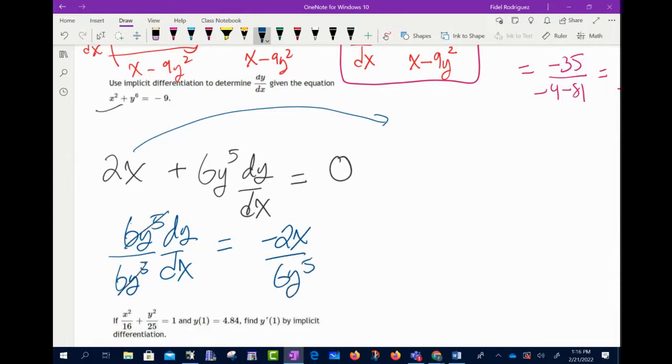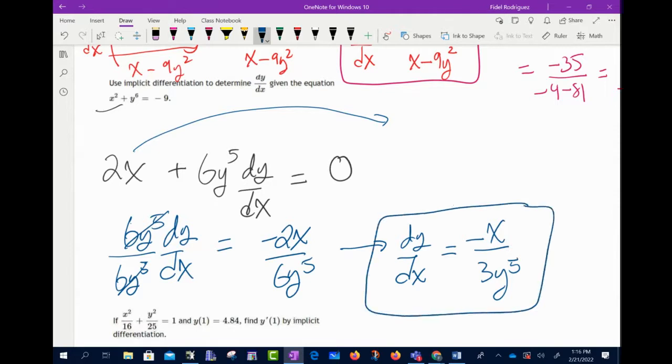Okay, so those are going to cancel. And I'm going to end up with a dy dx. Y'all agree we can reduce the 2 and the 6? To the 5th? Like this? Yep, you got it.